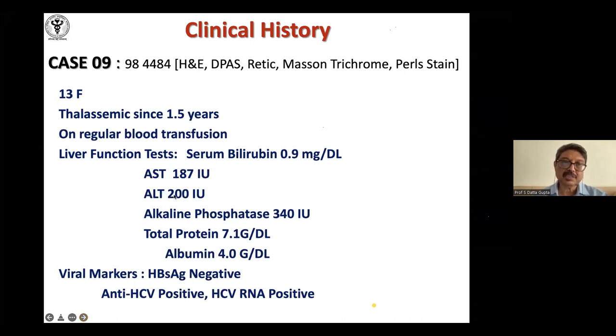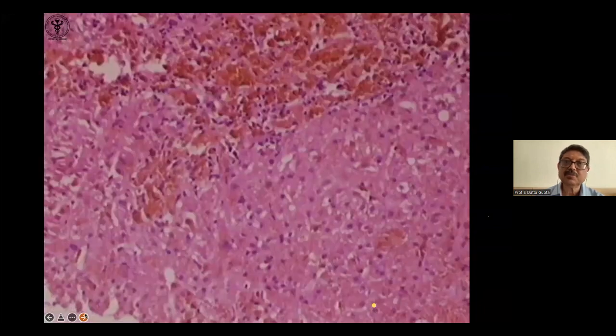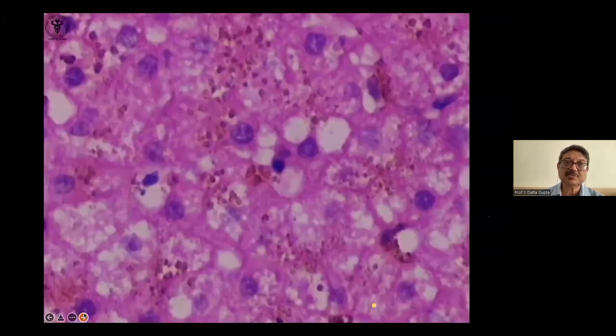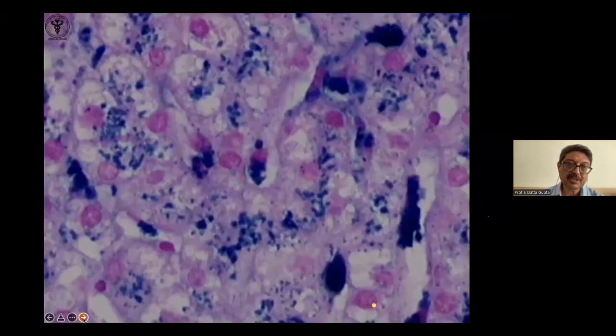Now, for example, this is a thalassemic with abnormal liver function tests, HBsAg negative, anti-HBc positive. Now, do you need to do a liver biopsy to make a diagnosis? Not at all. You don't require it. But why do you require a liver biopsy? A liver biopsy tells you the grading and staging, and also how much hemosiderin is there. See, this is hemosiderin pigment in the cells, and here this is the Perls' Prussian blue, hemosiderin in the portal tract, in the lobule, right?